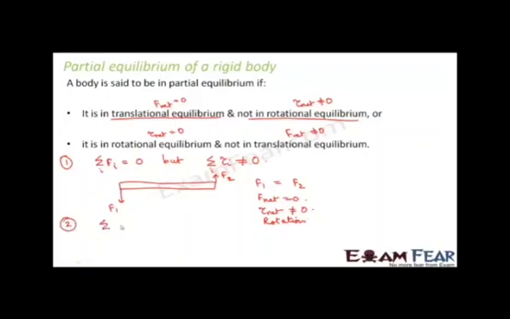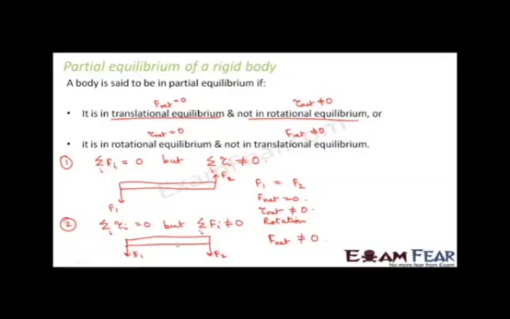Similarly, let us take another example. Suppose the body is in rotational equilibrium. So what will happen? Torque is equal to 0, but the total force, that is summation of Fi, is not equal to 0. Now let us take the example of the same rod. If I apply the force F1 here and the force F2 here, maybe both are of the same magnitude but both are along the same direction, so the total force is not equal to 0.